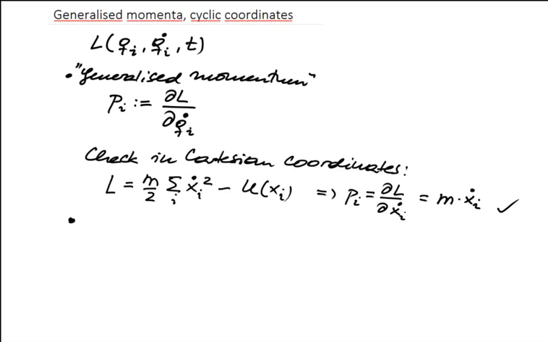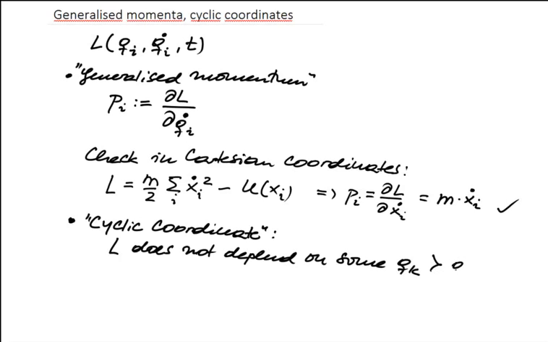generalized momentum. Next, I would like to define the notion of a cyclic coordinate, and that is the following. If the Lagrangian does not depend on some of the coordinates, so let's say there exists a coordinate q_k, a component q_k, on which the Lagrangian does not depend, then one says that this coordinate q_k is cyclic. That's simply the definition.